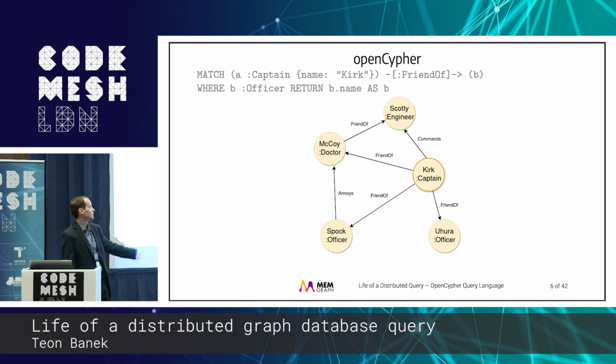So in our case, we would like to go from Kirk, the captain, to friends, which are McCoy, Spock, and Uhura. But also, we have a filter in the where clause, which says that the destination needs to be an officer. In this case, we would filter out the doctor and only display Spock and Uhura. But the results are not the whole nodes, because we have a return, which aliases an expression b.name, which is just a property access, to get only names of those nodes, not all of the properties. I hope that's clear. So we can begin with parsing.